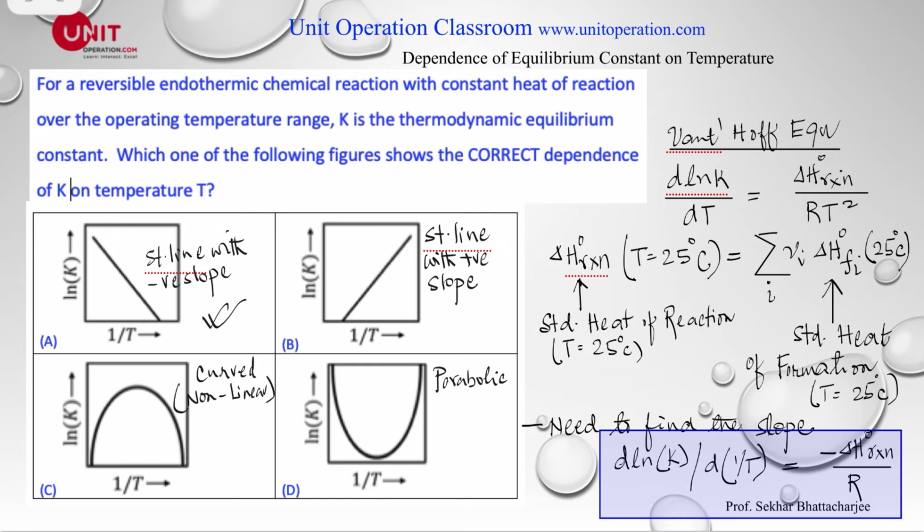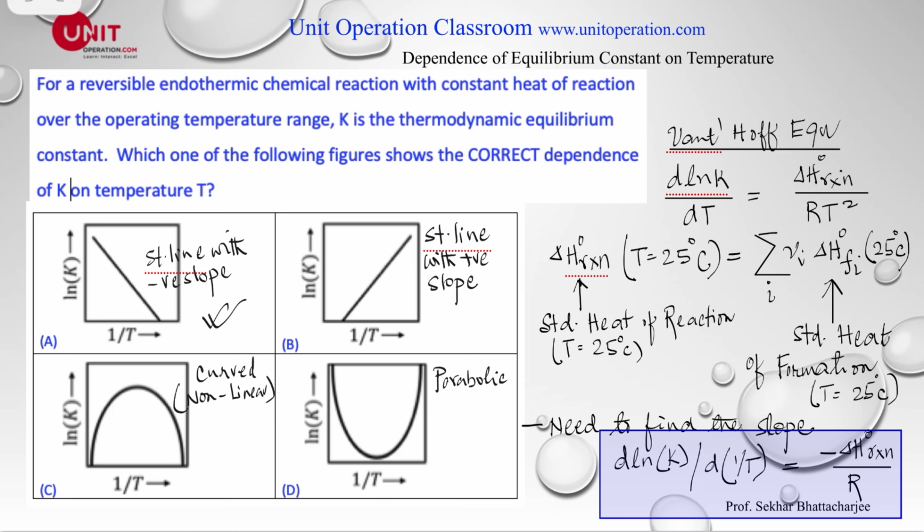My name is Shekhar Bhattacharjee, and today we are discussing a problem on dependence of equilibrium constant on temperature. For a reversible endothermic chemical reaction with constant heat of reaction over the operating temperature range, K is the thermodynamic equilibrium constant. Which one of the following figures shows the correct dependence of K on temperature T?